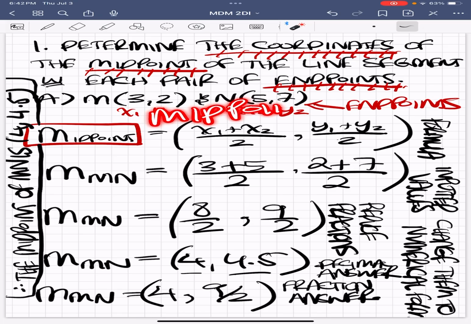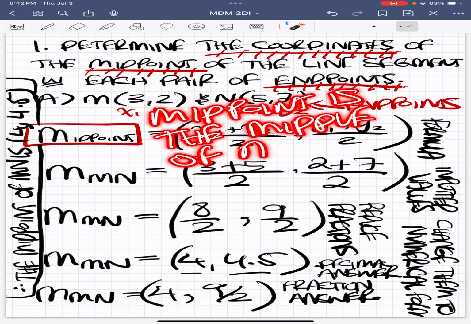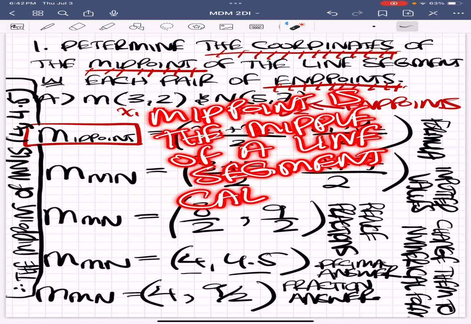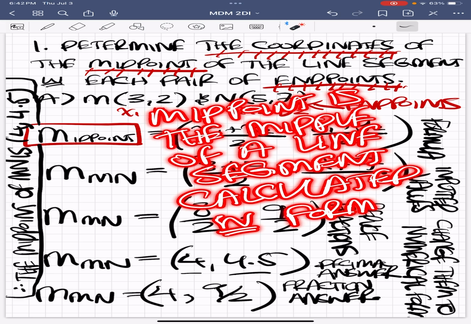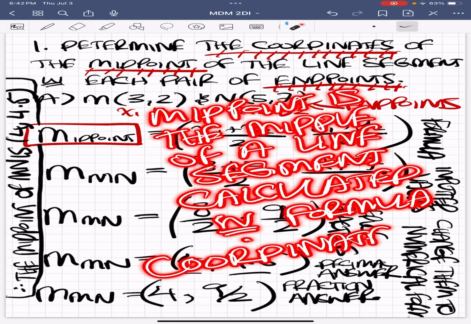Midpoint is the middle of a line segment, calculated with a formula, and also has to do with the coordinates of the midpoint.